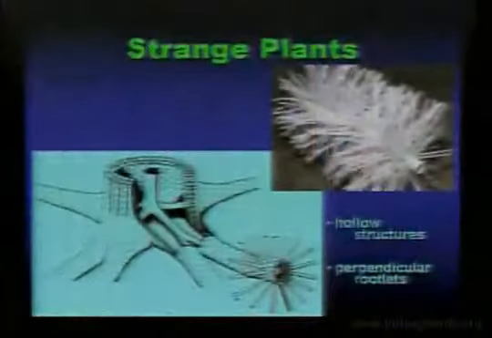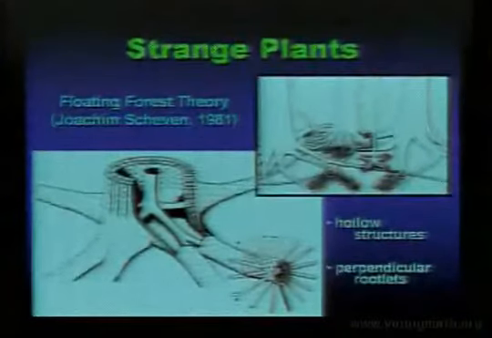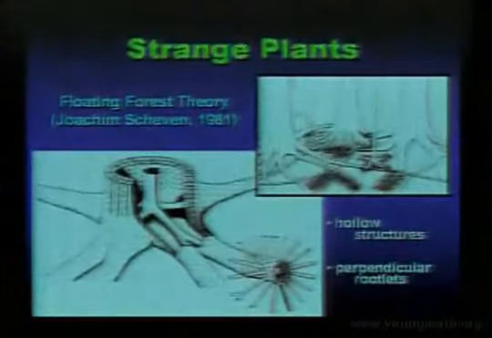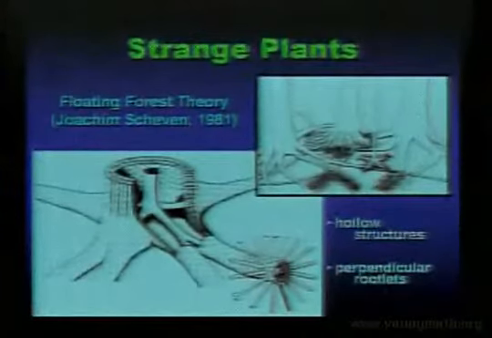How do such roots grow through soil? See, the reason they're not called roots is because they can't function as roots. So Joachim Scheven suggested that these were actually aquatic plants, because in the present world we do have this kind of root structure in some plants. They're all very small plants, and all the plants are aquatic.